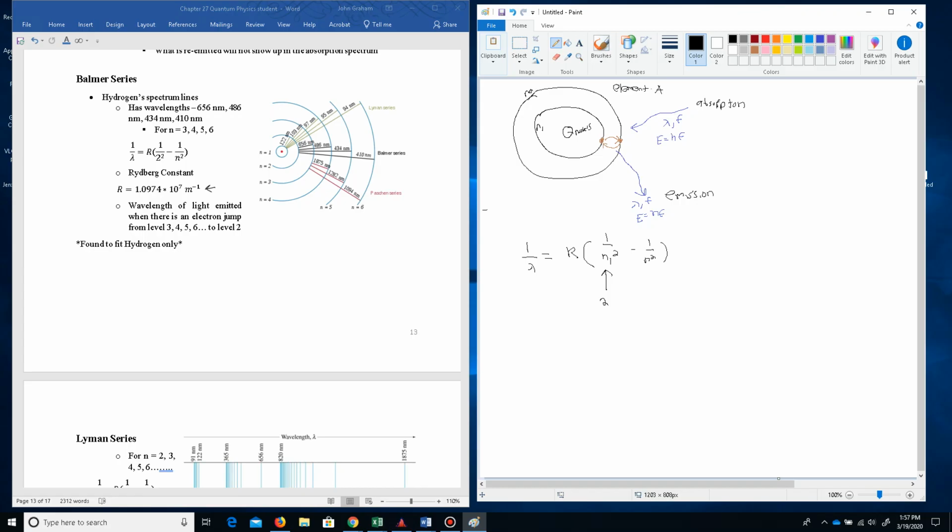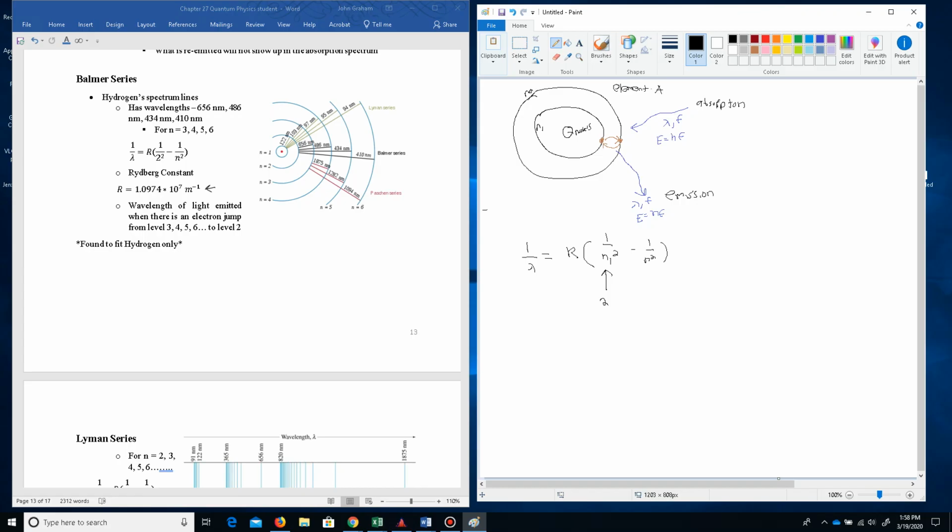So it's not worrying about if it goes from 3 to 1 or 3 to 4. It's only looking at 3 to 2, 4 to 2, 5 to 2, and 6 to 2, and it's looking at those specific wavelengths. We see that 3 to 2 ends up being 656 nanometers. 4 to 2 is 486 nanometers. 5 to 2 is 434 nanometers. And 6 to 2 is 410 nanometers.